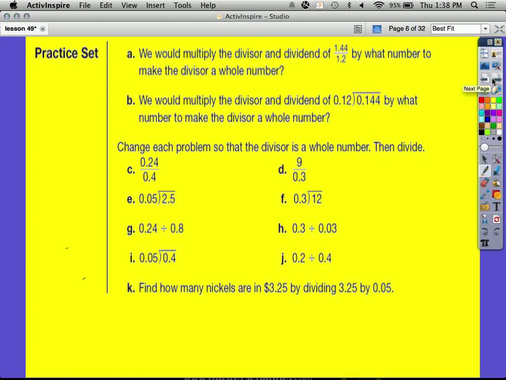So, go ahead, do the practice set, try it out. Okay. I want you to do all these problems. I know it's a lot, but this is a tricky topic, and we need the practice. If you have questions, bring them to class. If you struggle, try it and bring it to class, and we can go over it.